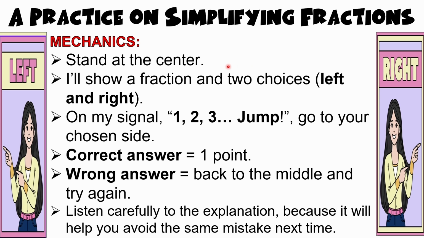Here are the mechanics. First, stand at the center, then I will show a fraction and two choices, left and right. On my signal, 1, 2, 3, jump, go to your chosen side. For the correct answer, you receive 1 point, and for the wrong answer, back to the middle and try again. Listen carefully to the explanation because it will help you avoid the same mistake next time.